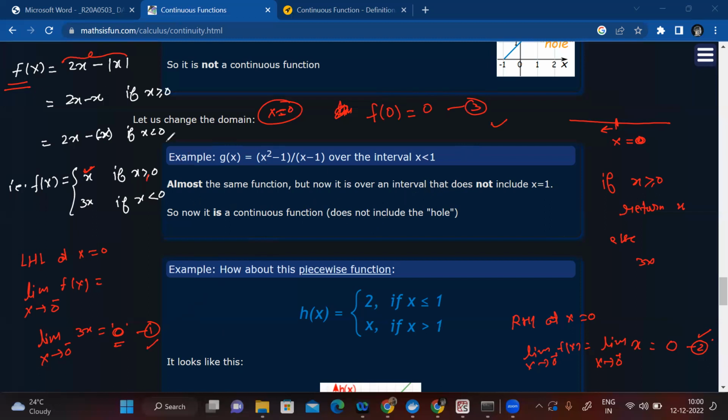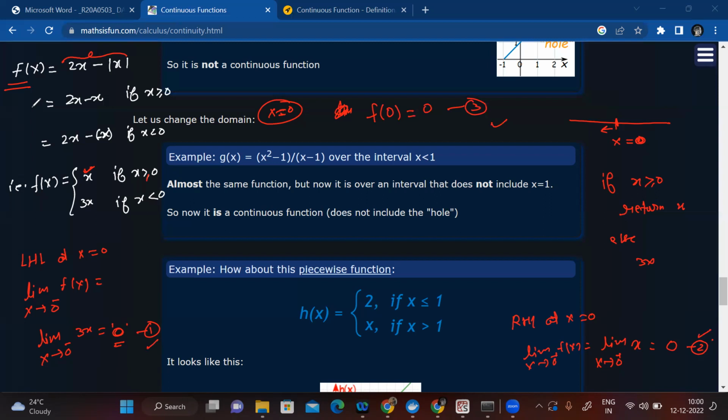So whenever someone asks you to discuss whether a function is continuous or not, the very first thing we need to understand is the domain of that function. Then based on that we need to find the left hand limit, the right hand limit, and the value of the function at that point. For that point we can then discuss the continuity of the function.